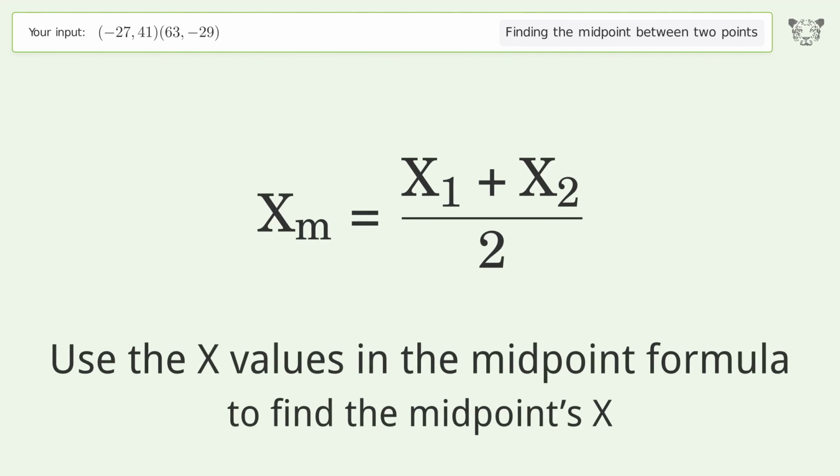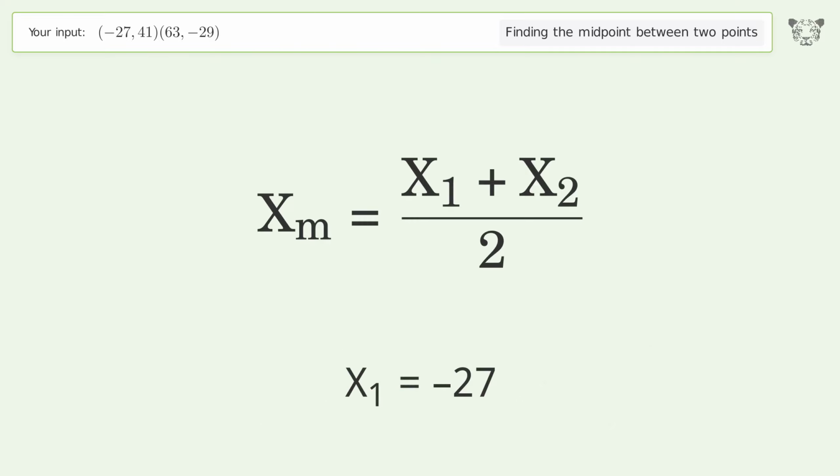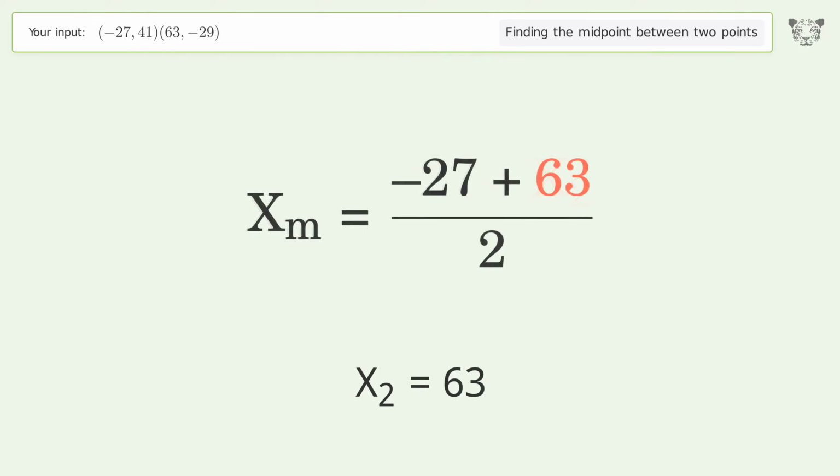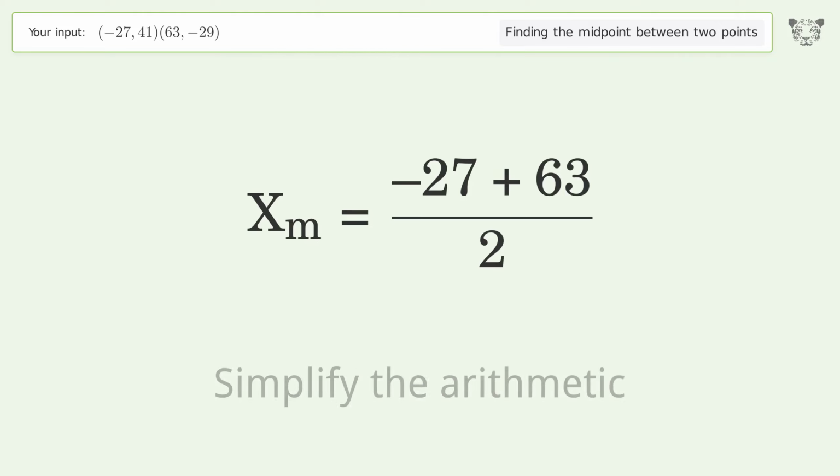Use the x values in the midpoint formula to find the midpoints x. x1 equals -27. x2 equals 63. Simplify the arithmetic.